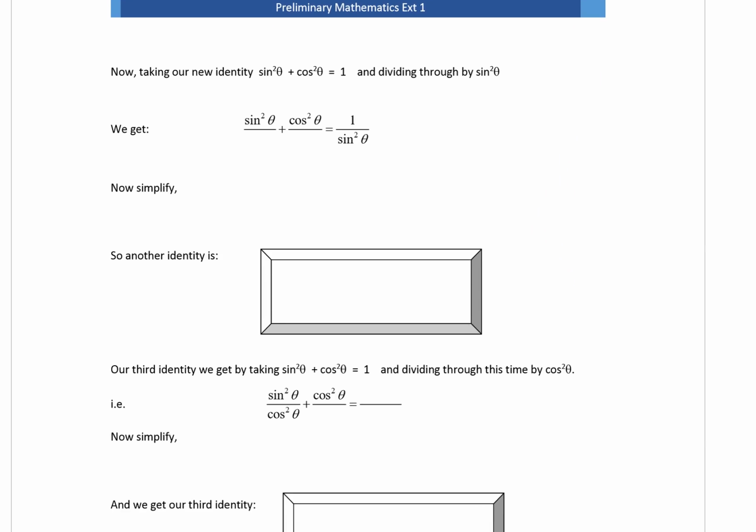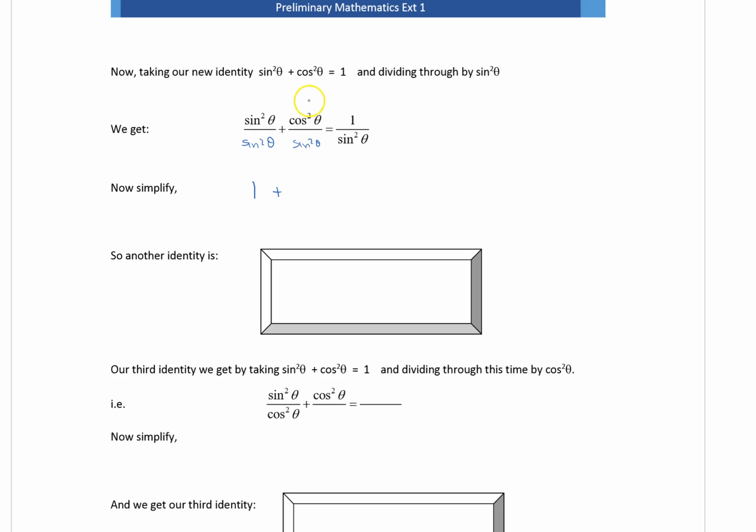Now, we're going to generate some more identities, and this time we're going to take our new sine squared plus cos squared is 1 and, for example, divide through by sine squared. So, sine squared on sine squared, and cos squared on sine squared, and 1 on sine squared, and simplify those. Sine squared on sine squared is 1 plus cos squared on sine squared. Now, cos squared on sine squared. Where did we see cos on sine?